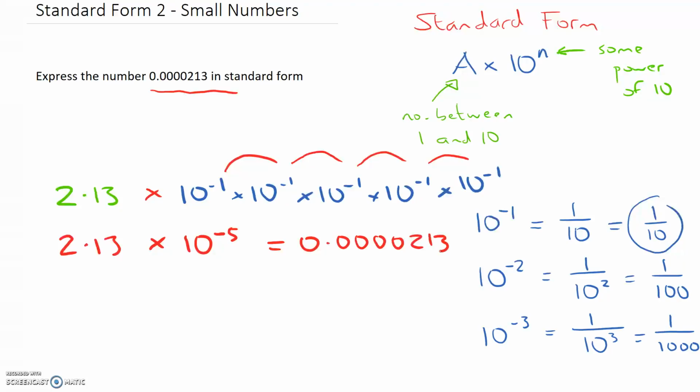Okay, now there are lots and lots of ways to remember what power we need, lots of tricks, but I wanted to go through nice and slowly to show why this 0.0000213 is equal to 2.13 times 10 to the power of minus 5. Okay, let's try one more number. Let's try 0.01302. How would we express that in standard form?